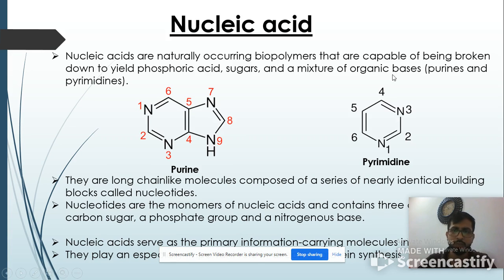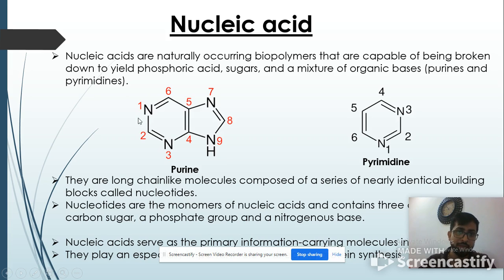So you can see here the structure of purine, and this is the structure of pyrimidine. Pyrimidine is a six-membered heterocyclic molecule which contains two nitrogen atoms at the 1,3 positions, and purine contains two cyclic rings fused with each other, and both the rings contain two nitrogen atoms separately.